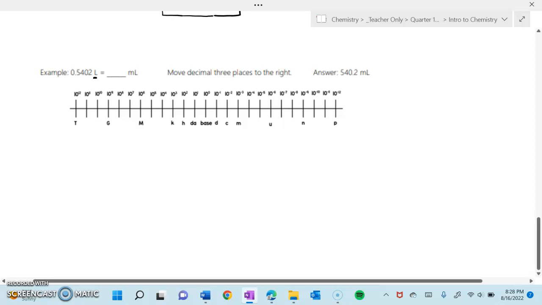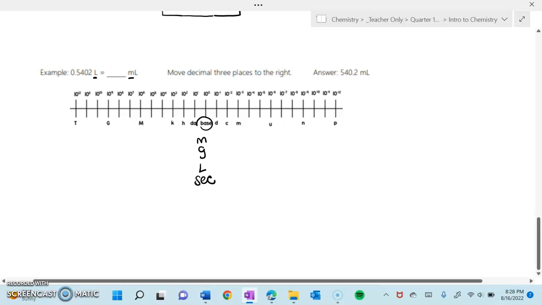So what is it? Well, liters is a base. Remember, we've got meters for length, grams for mass, liters for volume. Those are your main three. You also see seconds for time. Anytime you see these listed by themselves, that's a base. And then you'll be putting the prefix with it for any other. So our next unit that we're finding is milliliters.